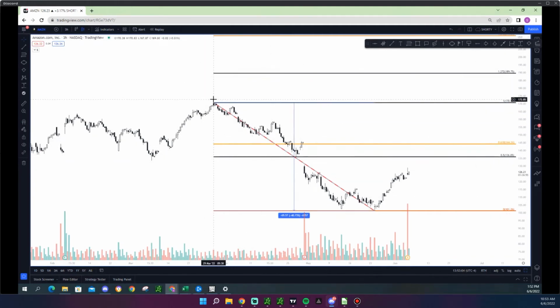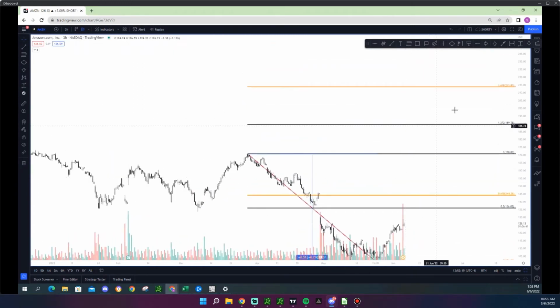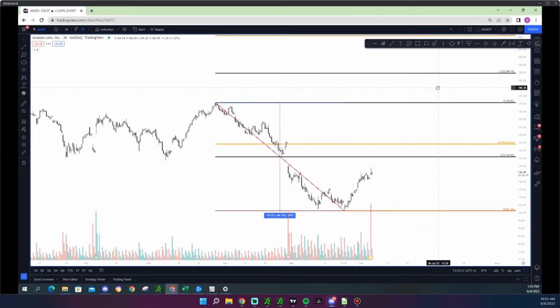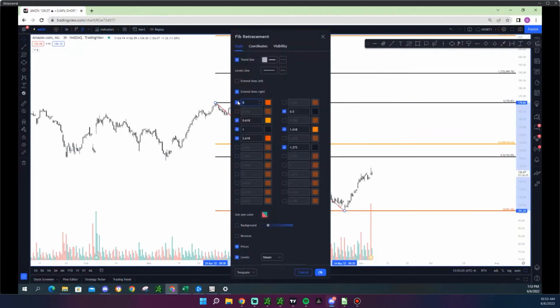You're just calculating where the 50% of this one move is, and then where the 61.8 is. And why is it relevant? It's just because 61.8 is the golden ratio of life. And if you guys don't believe it, I'll send you some videos so you can get it. Then you have the 1.618, the 1.272. These are, for me, the only levels that I care about.